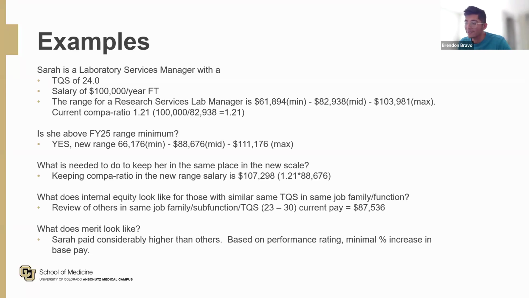And then next you want to look at internal equity with people in a similar TQS. Since she's a manager, the average is a little bit wider, just because we don't have as many lab managers as we would clinical sciences professionals. The average current pay for that is 87,536. So when we look at merit, clearly Sarah's salary is a lot higher than the current average. Based on her performance rating, we would still want to award merit, but you'd want to keep that at a minimal percentage, because since she is so high above the others already, increasing her salary even more will throw off equity within that group.